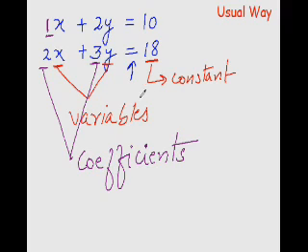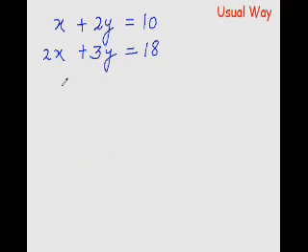Now let's see the usual way of solving the simultaneous equations. There are a couple of ways for solving simultaneous equations, like the elimination method and the substitution method. I would be using the elimination method to solve these equations the usual way. Basically in the elimination method, all we try to do is eliminate one variable out of the two variables, x and y. So one variable would be eliminated. How? By making the coefficients equal.